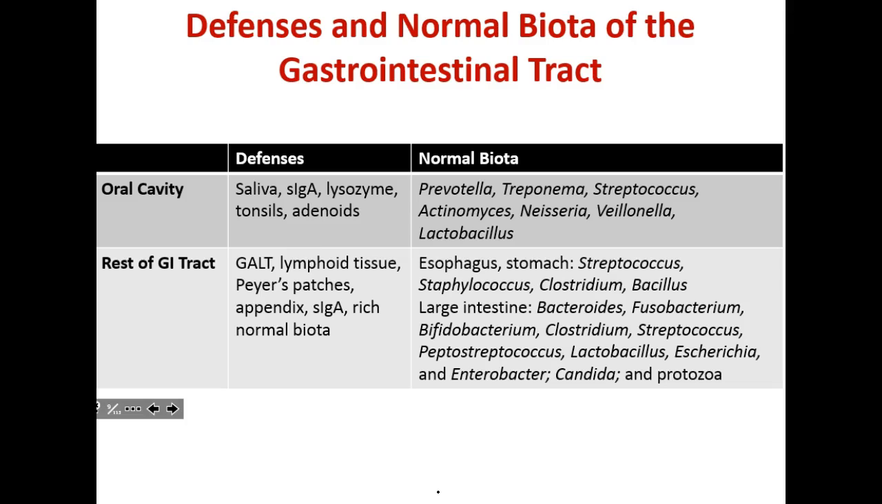So the defenses in the oral cavity are saliva, lysozyme, tonsils, adenoids. In the rest of the GI tract, the defenses are GALT, gut-associated, what? LT, G-A-L-T. I told you the gut-associated part, so what's the rest of GALT? G-A-L-T.